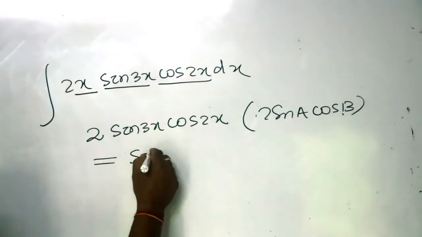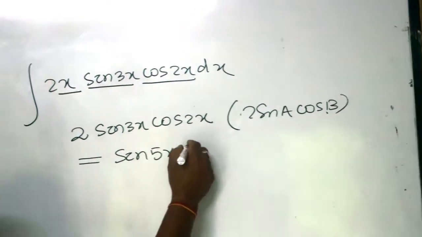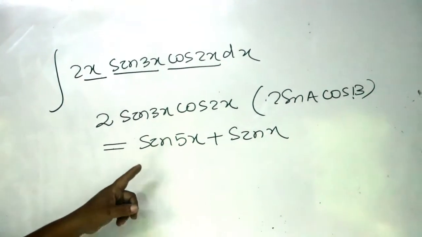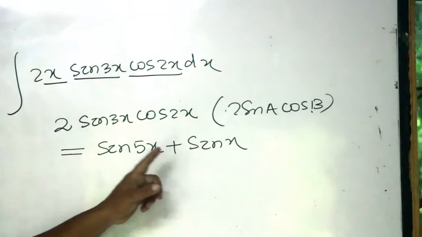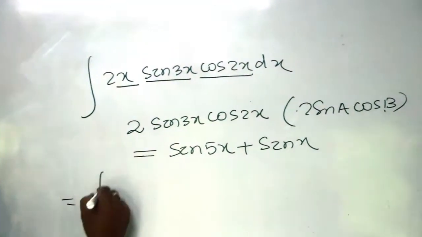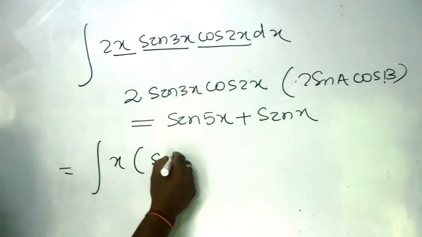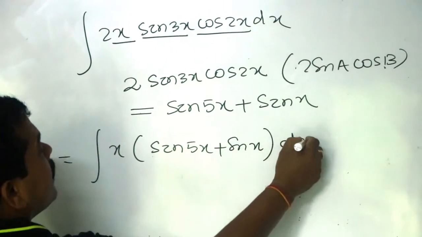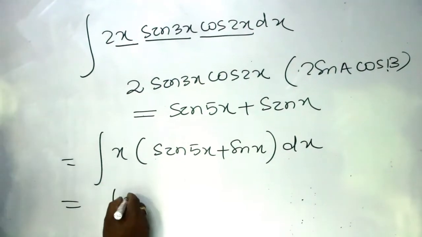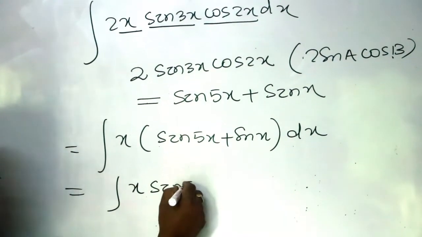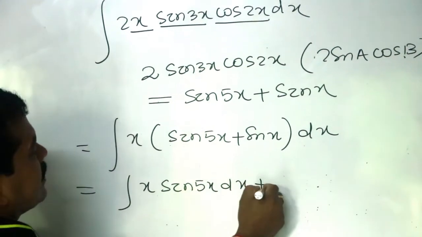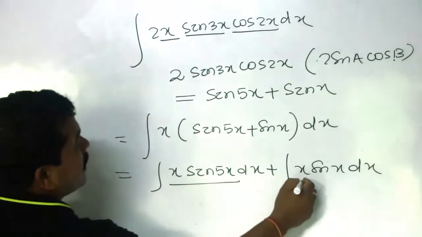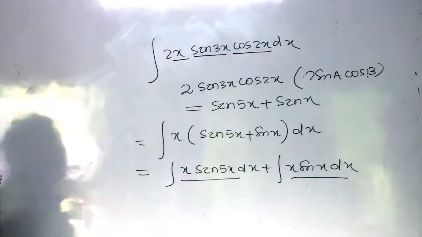That is equal to sin 5x plus sin x. So instead of 2 sin 3x into cos 2x, we can write sin 5x plus sin x. Then the integration becomes x into sin 5x plus sin x. Then the integration is divided into two parts, one is x sin 5x dx and another is x into sin x dx. Then we can evaluate these integrations separately by the method of integration by parts.